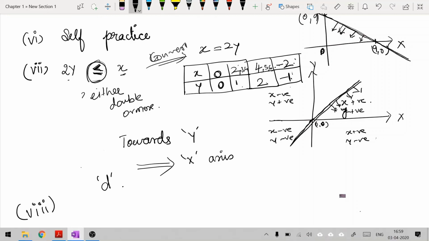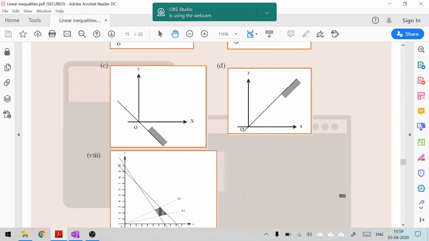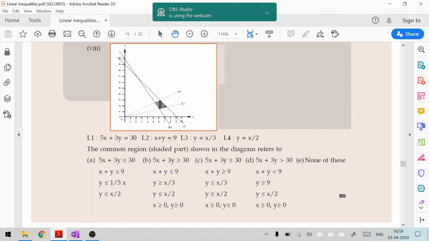Question 8 is also a question where they are giving you the region and asking you to identify which of the options is correct. So look at L1 and L2. L1 says 5x plus 3y is equal to 30. But where is the region? The region for L1 is above. Above means if I put 0 and 0 here, 0 is less than or equal to 30, which is satisfied. But is the region less than or equal to 30? No. The region is above. If the region is above, we have to put the greater than or equal to symbol. So I will therefore eliminate option A. I am left with options B, C and D.